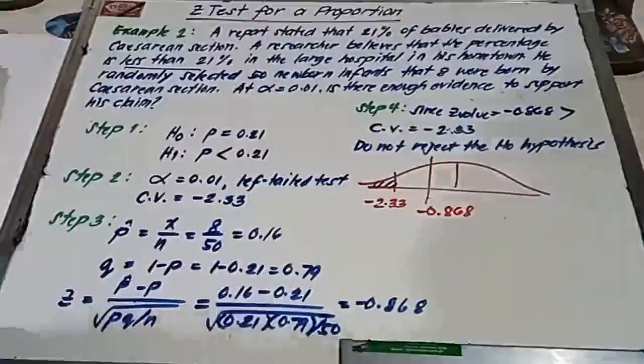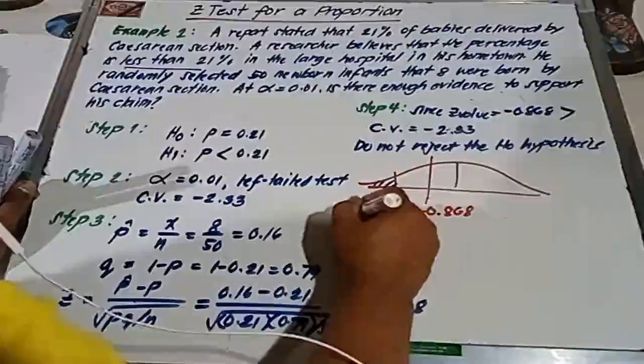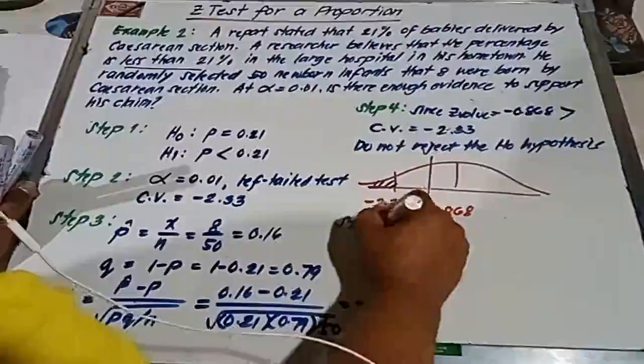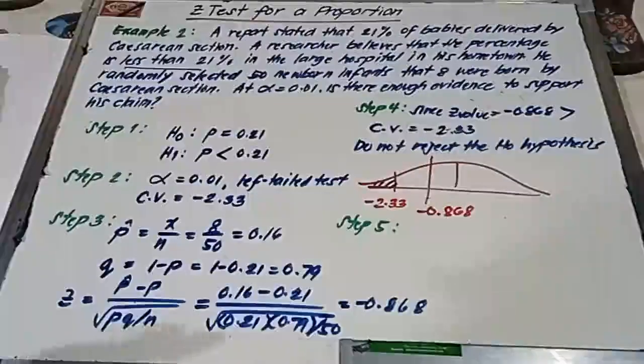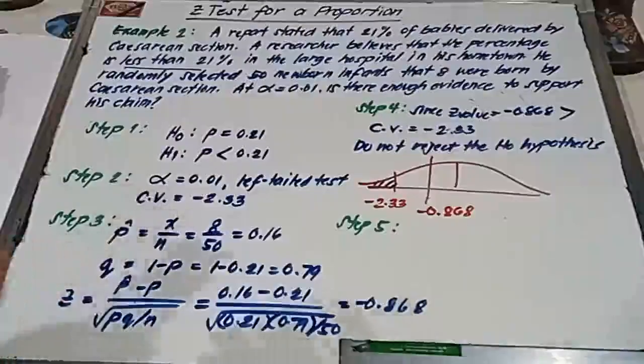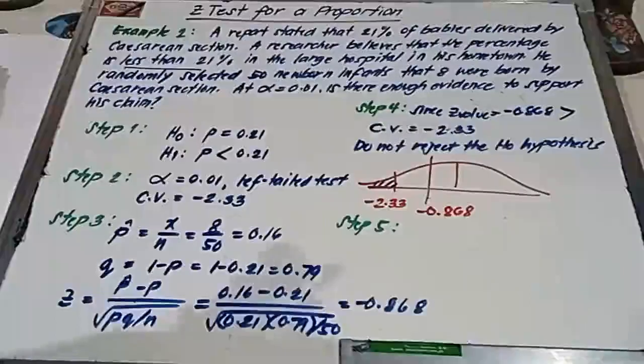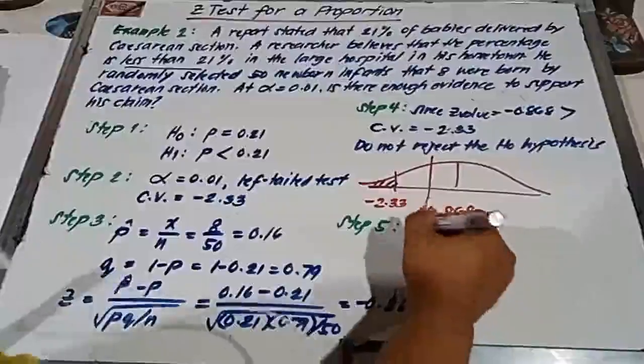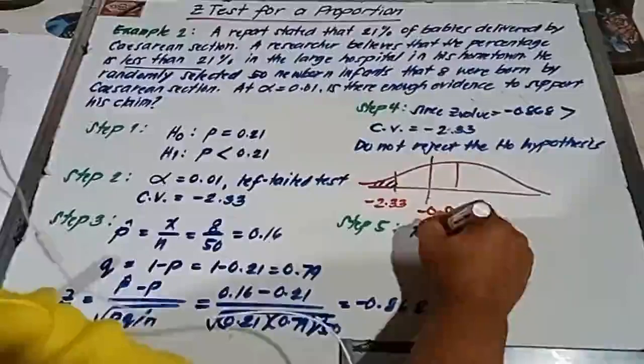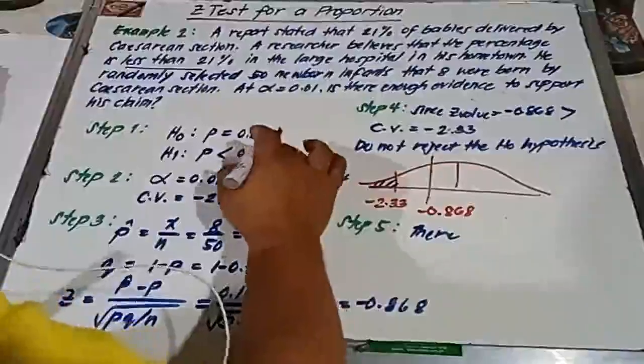So, therefore, sa ating step number 5, we're going to summarize our result. And there is not enough evidence to support the claim of the researcher. Okay? Ibig sabihin, hindi totoo na ang ating percentage is less than 21% ng babies delivered by cesarean section. There is not enough evidence. Ito yung claim, so hindi true yung claim.